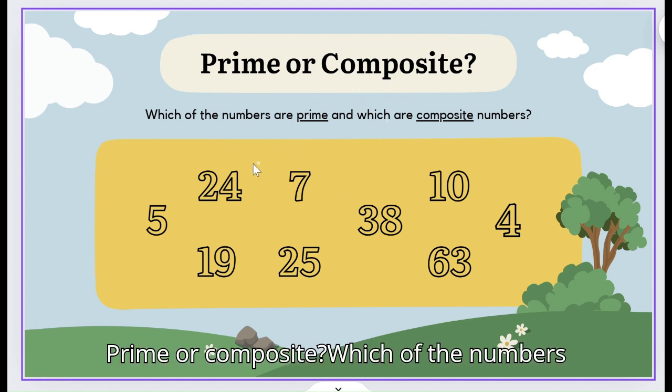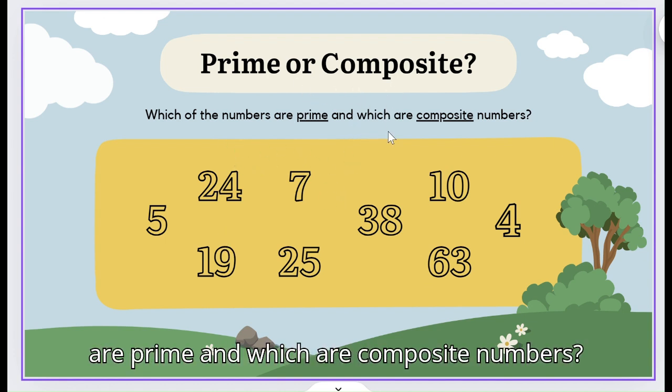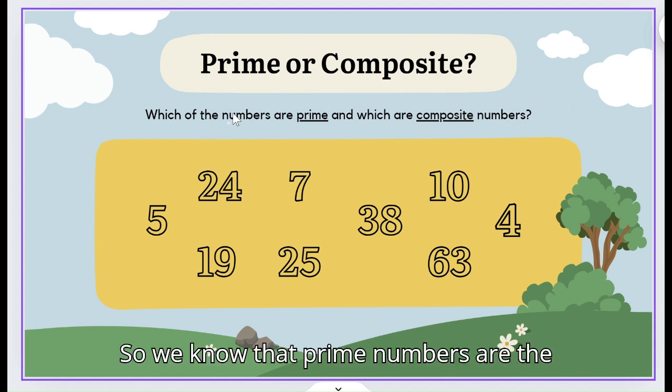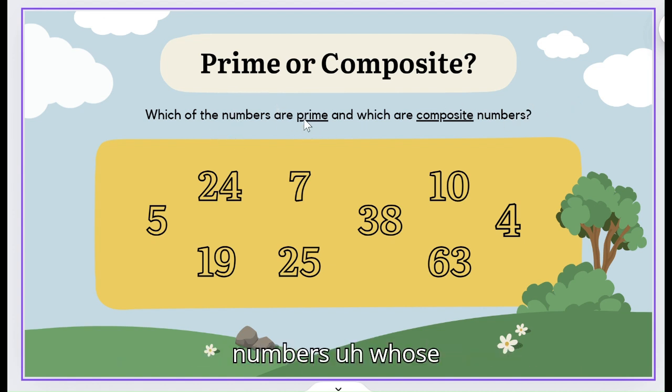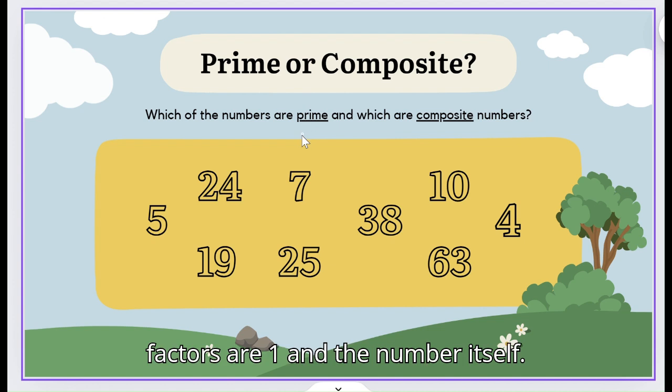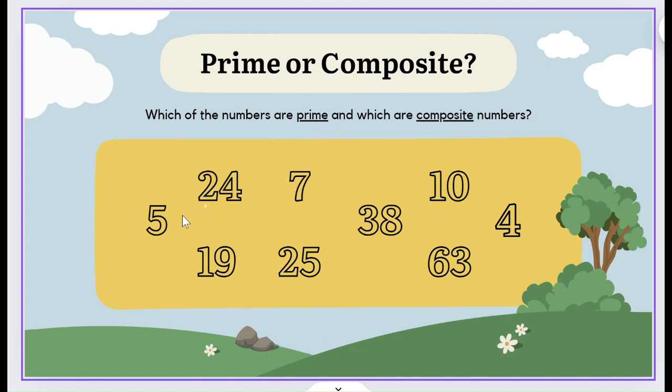Prime or composite? Which of the numbers are prime and which are composite numbers? We know that prime numbers are the numbers whose factors are 1 and the number itself. So let's take a look at 5.